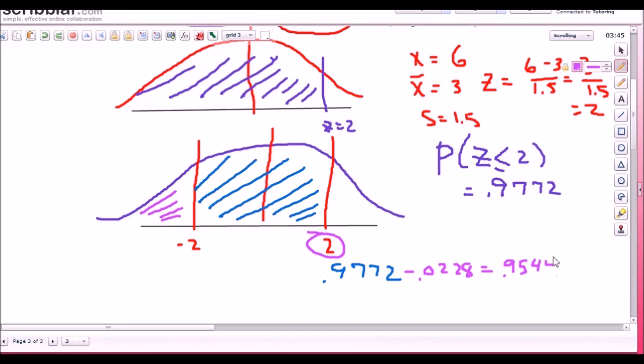0.9544. And so that's going to represent the area all in the middle. Now, just another note here, that was 0.0228. Well, before we also found that that was 0.0228.